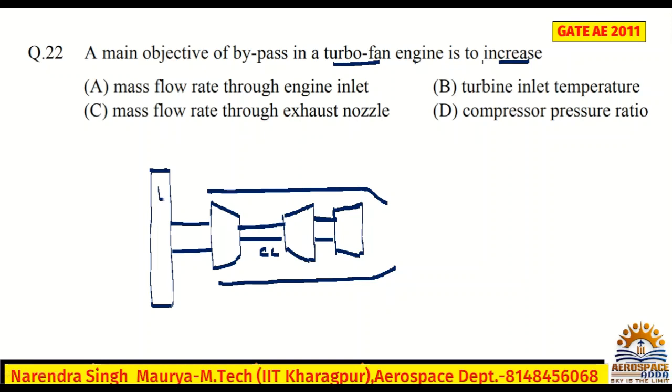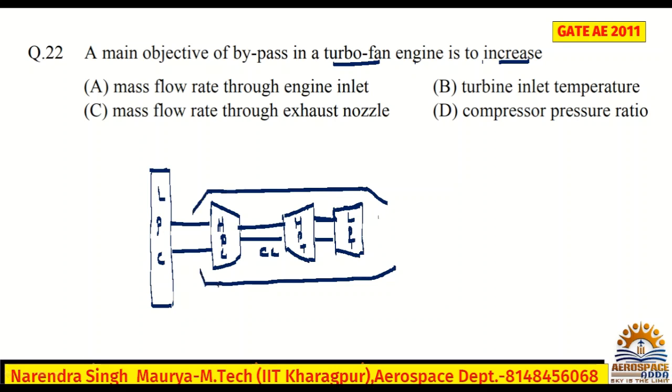This is called the low pressure compressor because the fan also works to compress the air. This is the high pressure compressor, and this is the combustion chamber. The high pressure compressor is connected with the high pressure turbine, and the low pressure compressor is connected with the low pressure turbine. You know all that.